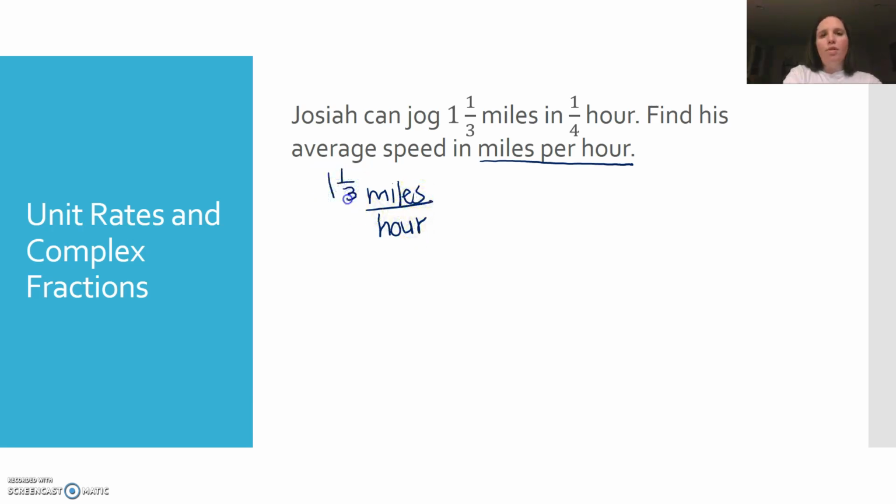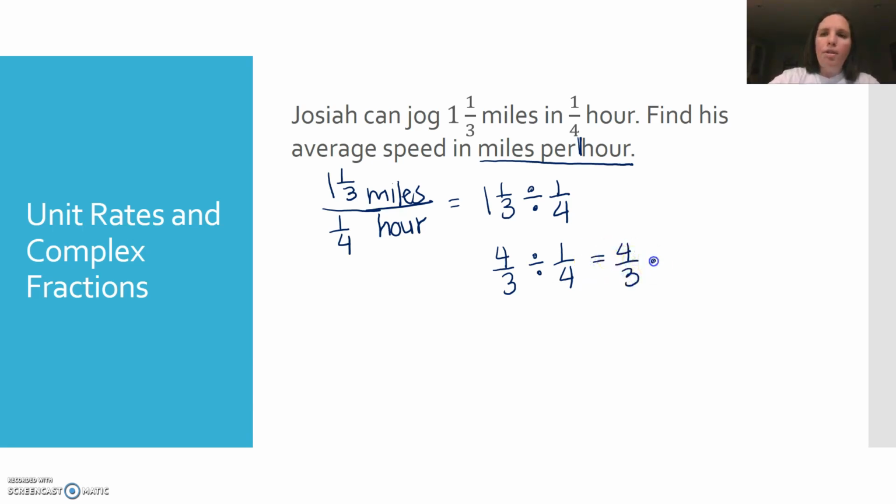And now we're going to fill in the numbers. So I have 1 and 1/3 miles in 1/4 of an hour. I want the average speed, aka his miles per hour, his unit rate. So I need to divide. So I need to do 1 and 1/3 divided by 1/4, which is 4/3 divided by 1/4. So I'm going to keep, change, and flip, and that is 16 over 3.